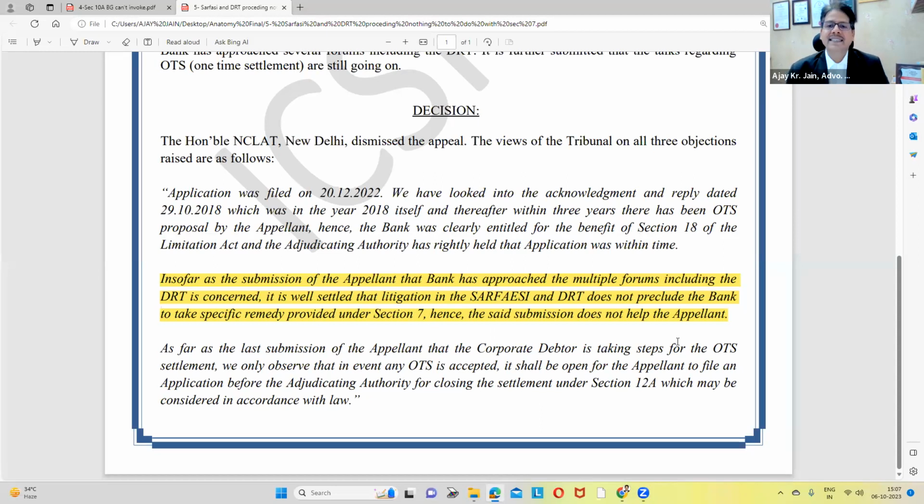So the appellant has taken the stand that the matter has been settled and has been pending before the SARFAESI. This will not help the appellant, because this is an independent jurisdiction and independent proceedings. It has nothing to do with the DRT proceedings. As an applicant, we have to prove there is a debt and there is a default. That's it. Nothing more, nothing less. Once we prove that there is a debt and a default, section 7 or section 9 will arise.